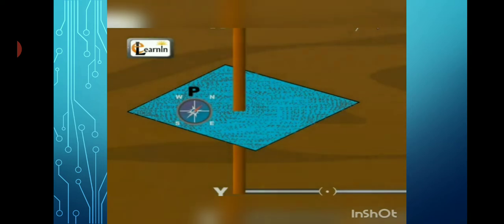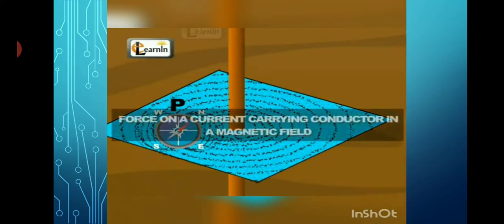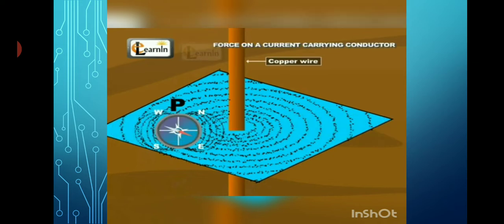Do you know that the field also exerts an equal and opposite force on the current carrying conductor? Clear? Not only does the conductor exert a force, but the magnet also exerts an equal and opposite force. This was suggested by the French scientist Andre Marie Ampere.